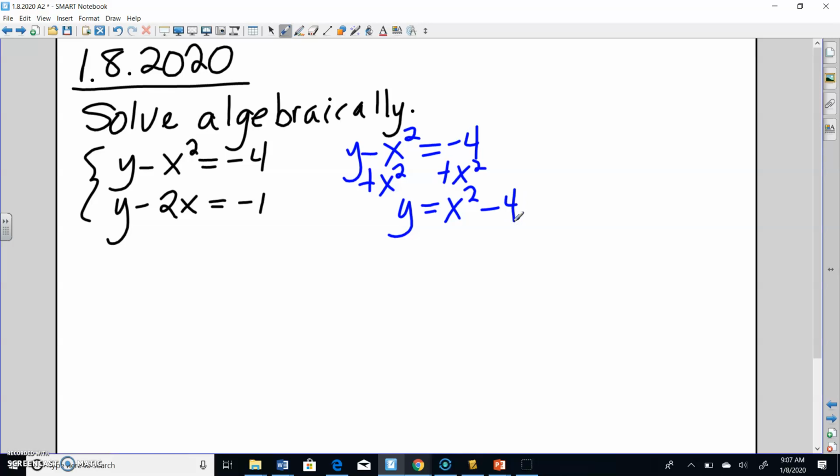So we're going to use substitution. I worked with the first equation, so that means I'm going to substitute into the other equation. So I know y equals x squared minus 4. So for where I see y here, I'm going to put what? I'm going to put x squared minus 4 because that's what y equals. So now I'm going to go right below here, and I'm going to write x squared minus 4 minus 2x equals -1.